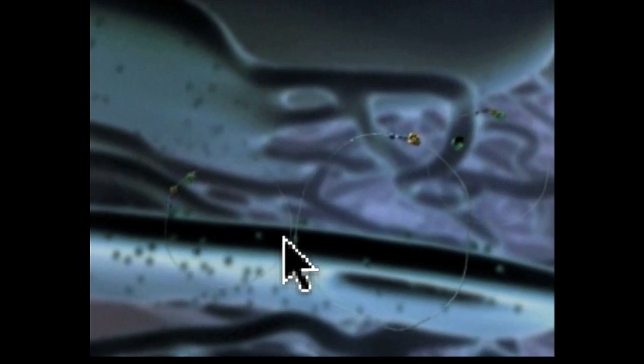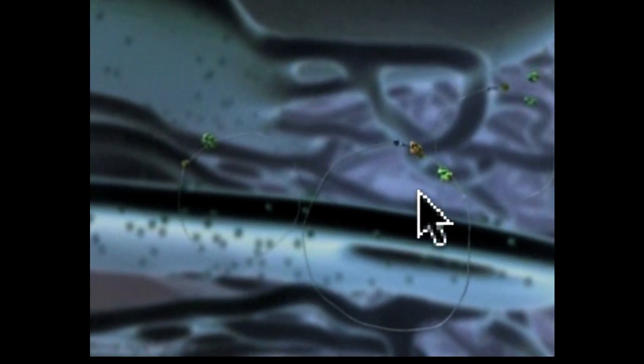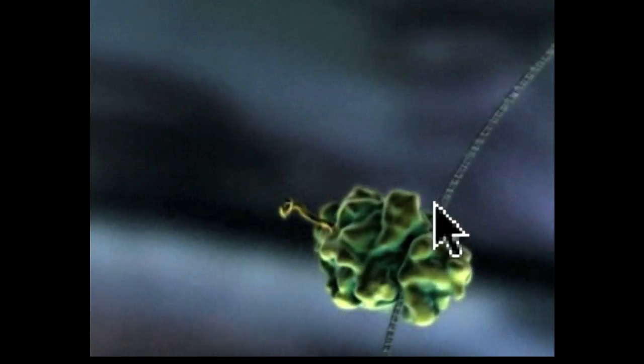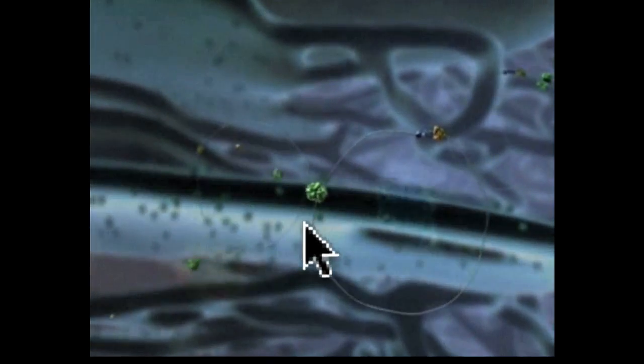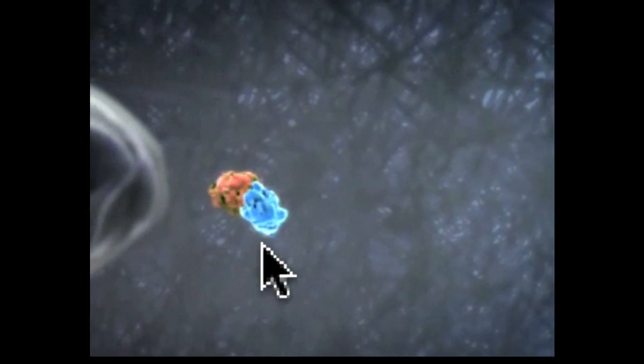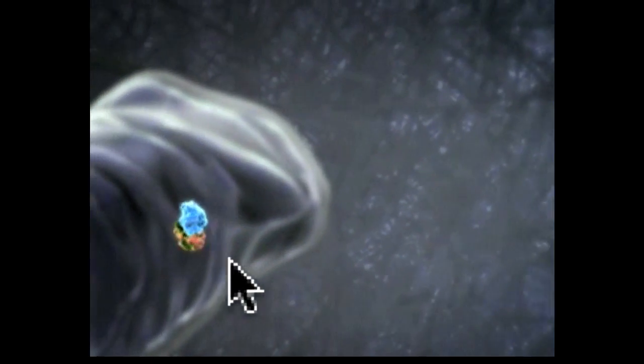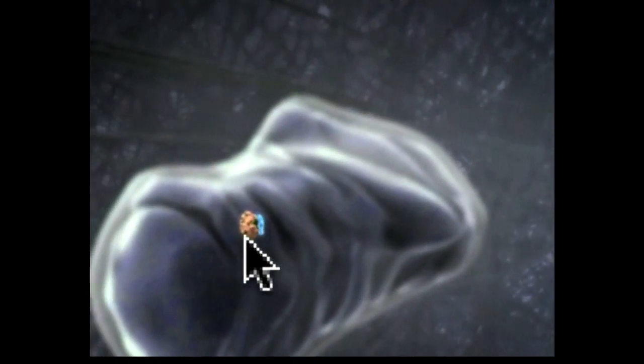And here messenger RNAs are being read by ribosomes, and proteins are being produced as the ribosomes read the messenger RNAs. Here we have ribosomes translating messenger RNAs on the rough endoplasmic reticulum. Actually, these are ribosomes translating messengers there.